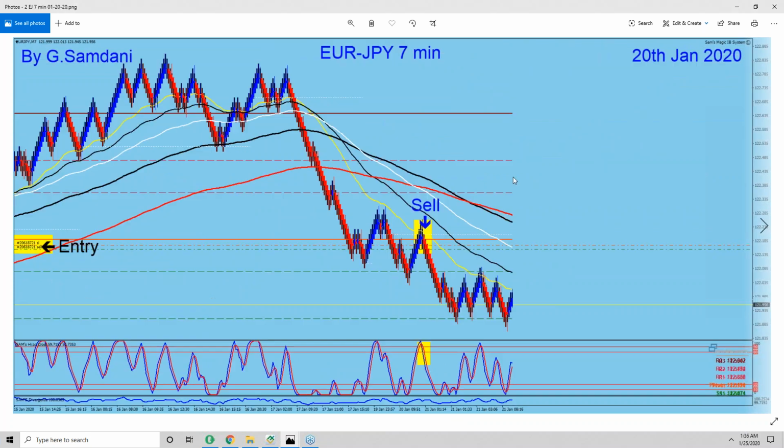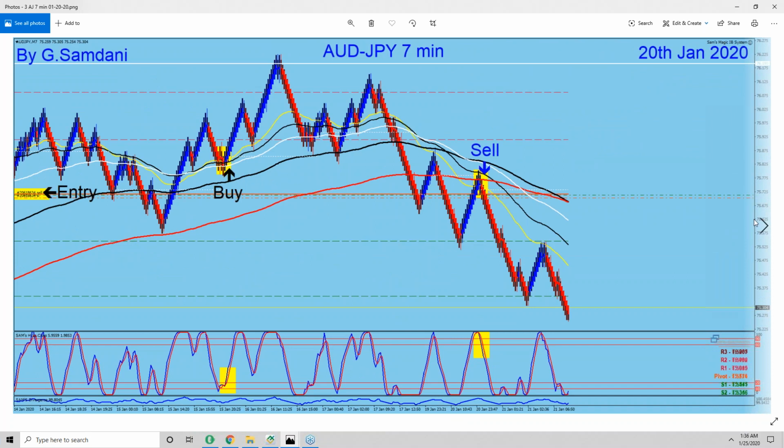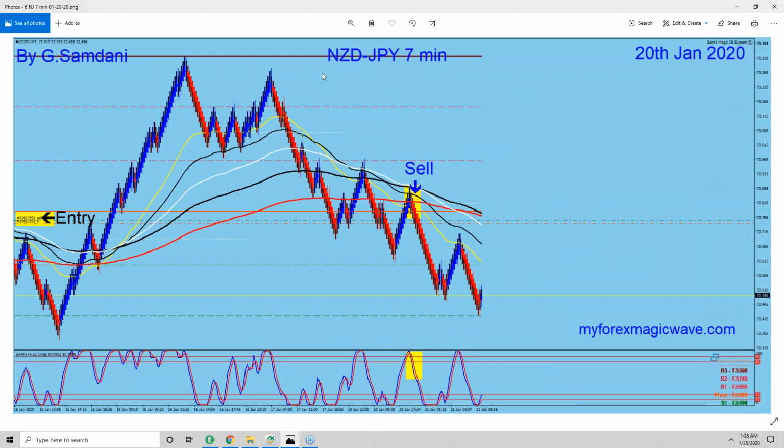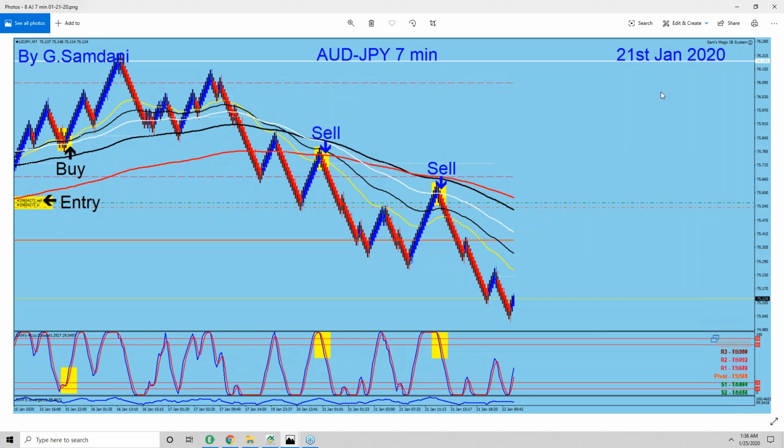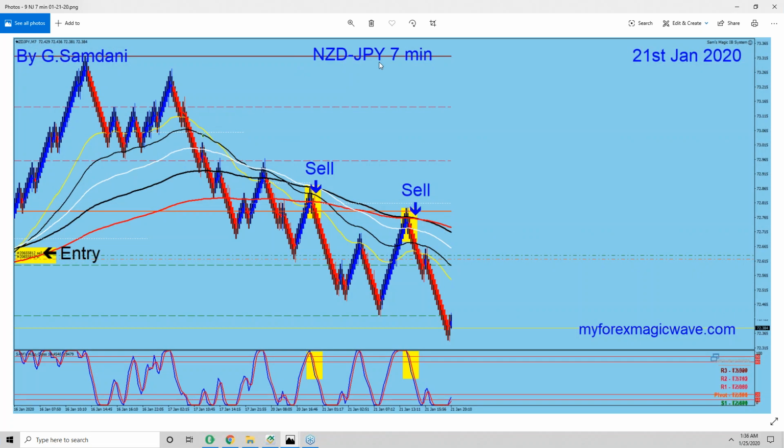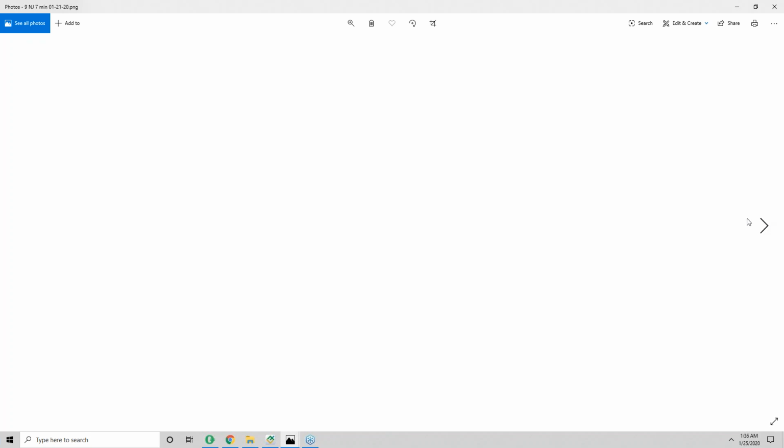And what I did was this: Euro yen on the 20th, Aussie yen short on the 20th, all yen pairs will be short. Just watch. New Zealand yen short on the 20th, 3 trades on the 20th. Then comes the 21st. This was the first trade. This is the second entry again. Aussie yen short, New Zealand yen short, second entry.